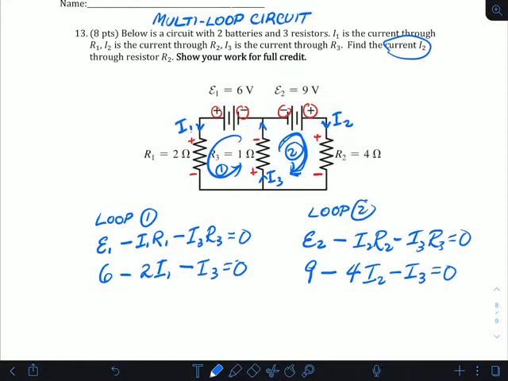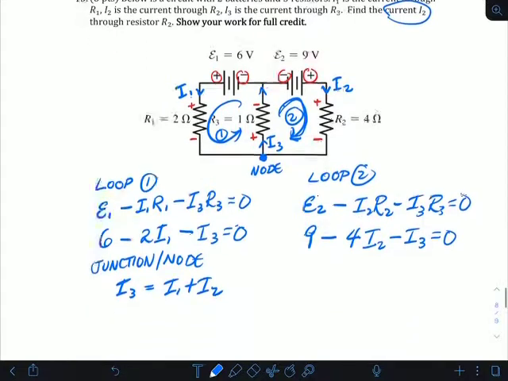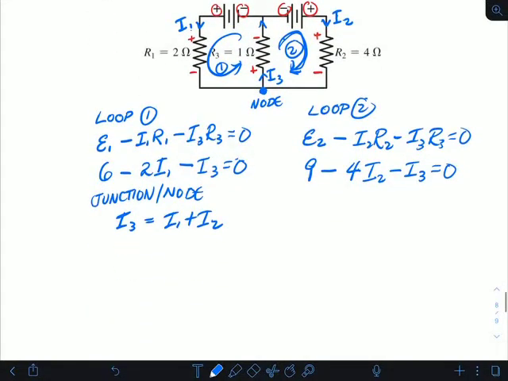The additional law is that I'm going to look at this node, or junction right here, and write the law that the currents going in are equal to those going out. So I3 is equal to I1 plus I2. Now at this point, I've done the physics. It's just time to do the math. So I'm going to feed the junction equation into each of these for I3.